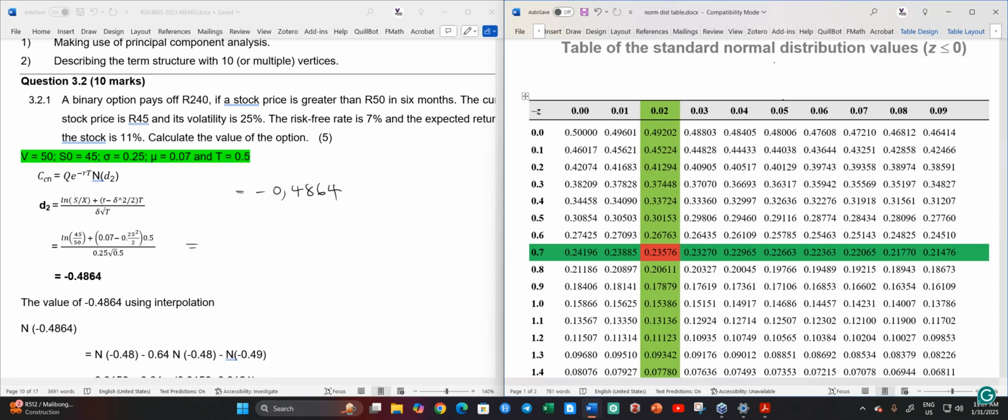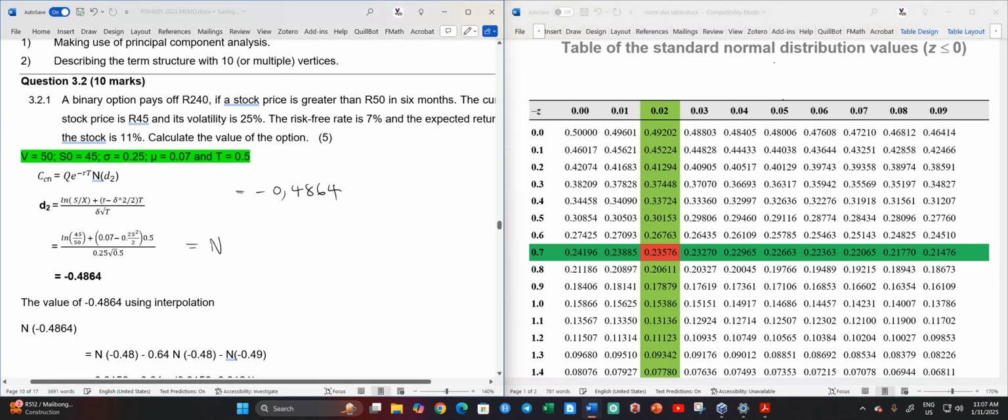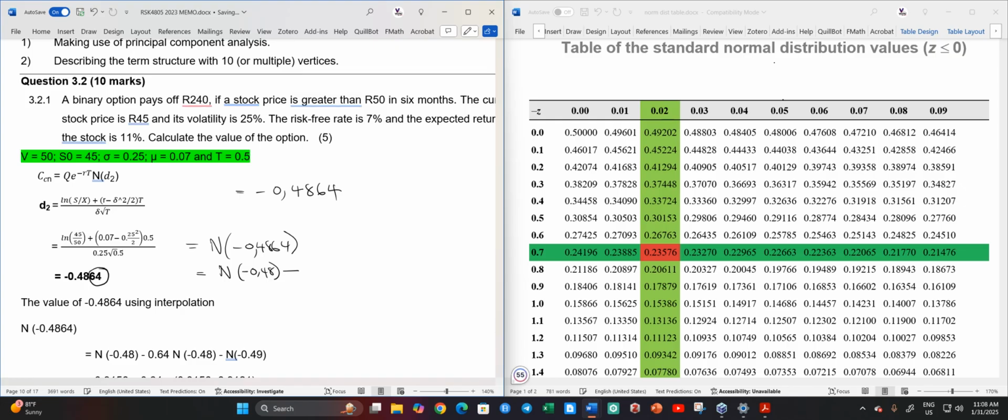So we are going to say the value of n of minus 0.4864 is equal to, I'm writing below here, n of minus 0.48, right? So I will look for the value of minus 0.48 minus here, minus 0.64. So this 0.64 is this part, take note of that. And this part, you are taking it as it is.